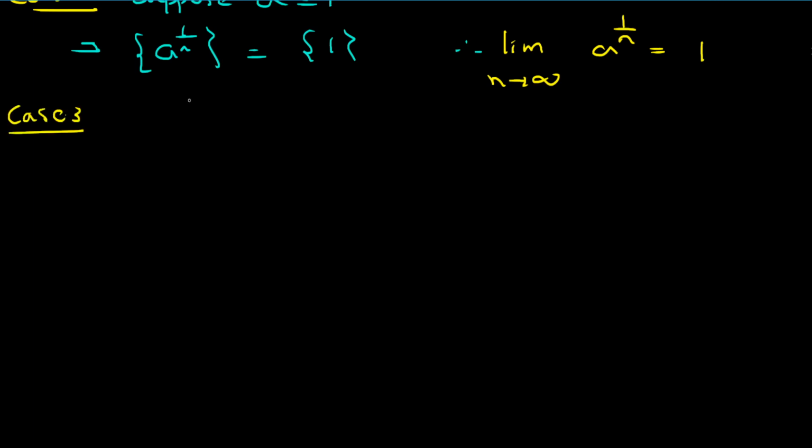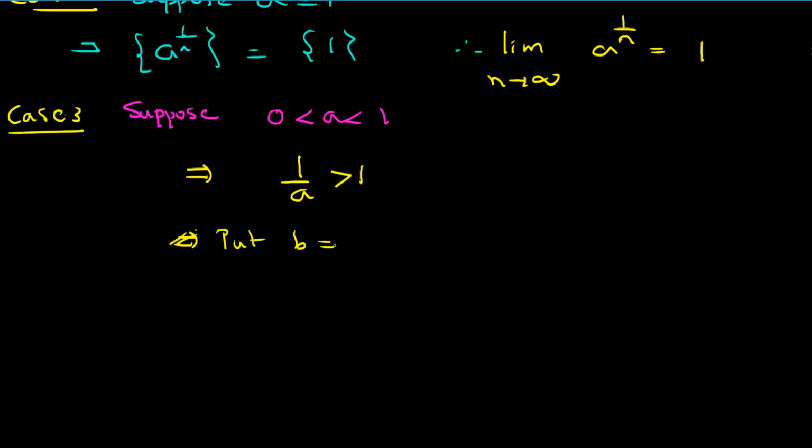Suppose 0 less than a less than 1, this case. Okay, what is the conclusion from this? We can say, if a is lying between 0 and 1, if you take the reciprocal, 1 upon a will be greater than 1. Okay, so let us put b is equal to 1 upon a.